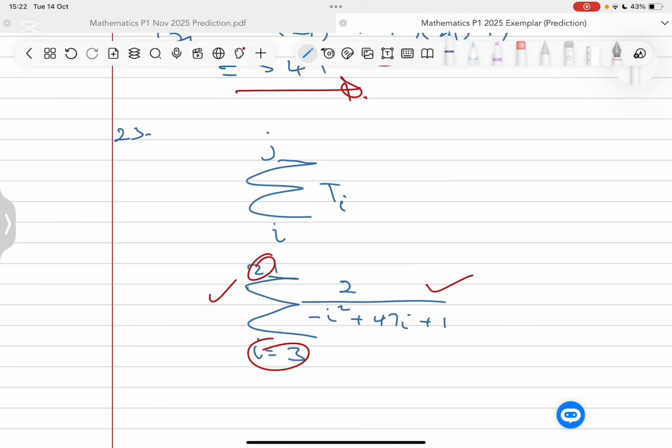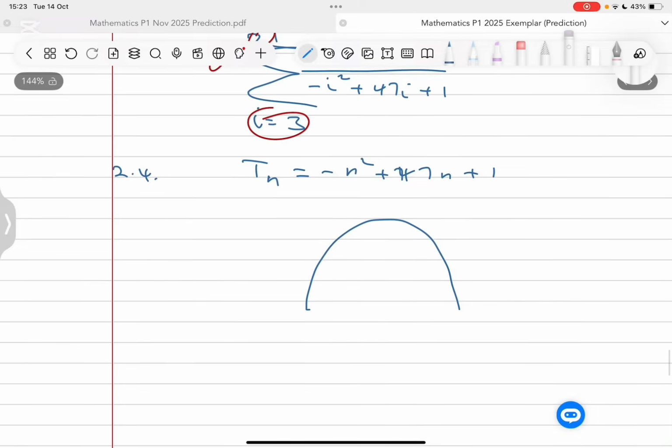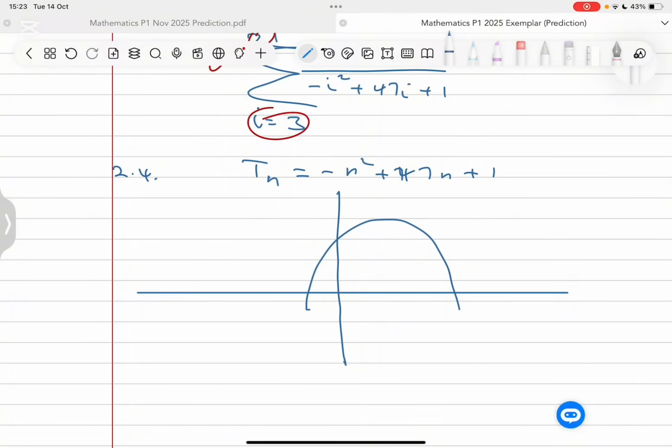Now I want to look at this from a different perspective. So if we look at this question 2.4, our general formula of the sequence is Tn equals negative n squared plus 47n plus 1. Right, now I'm going to view this as a graph. So if you look at this, it's a sad parabola, it's a sad graph, because the value of a here is negative. And obviously a graph usually would be in the form of a Cartesian plane. I'm just drawing it randomly, and on my Cartesian plane, usually this is the x-axis and this is the y-axis.